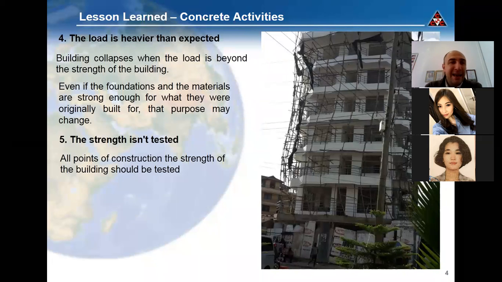So the load is heavier than expected. We know that when making the calculation, we add the most important and main loads on the construction. Yes, so they are live loads, permanent loads, short-term loads, and other loads like seismic loads, wind loads, snow loads, and other variants of loads.